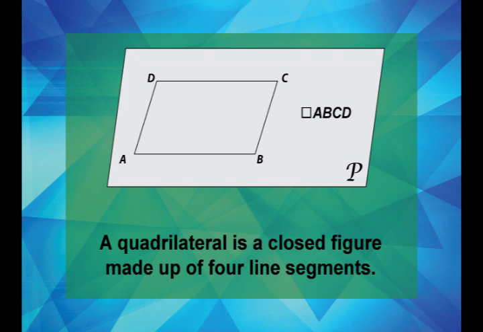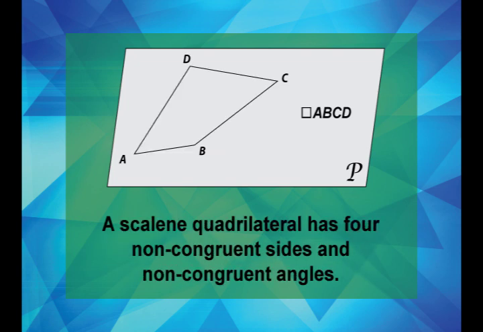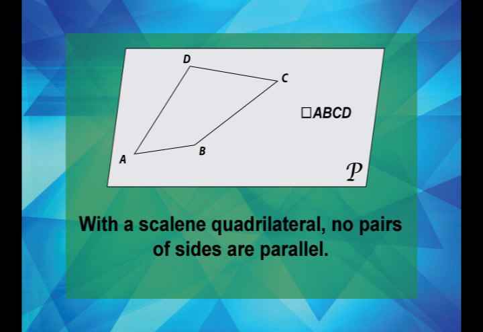We'll start with quadrilaterals that have different side lengths. A scalene quadrilateral has four non-congruent sides and non-congruent angles. With a scalene quadrilateral, no pairs of sides are parallel.